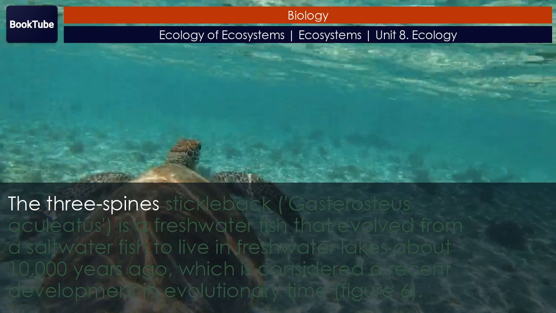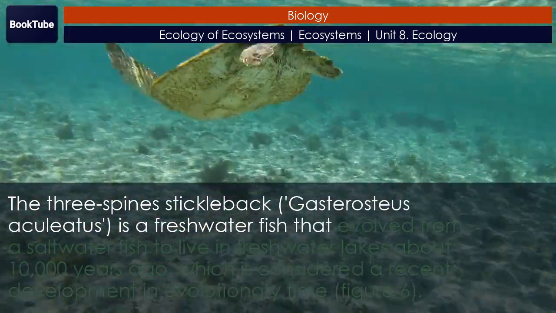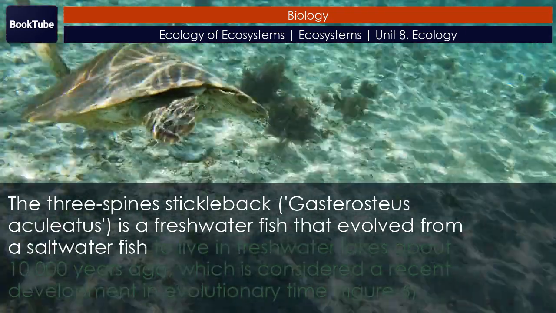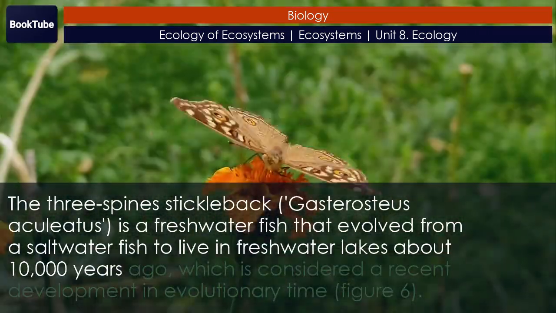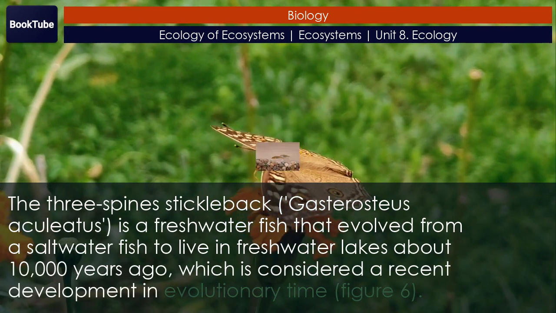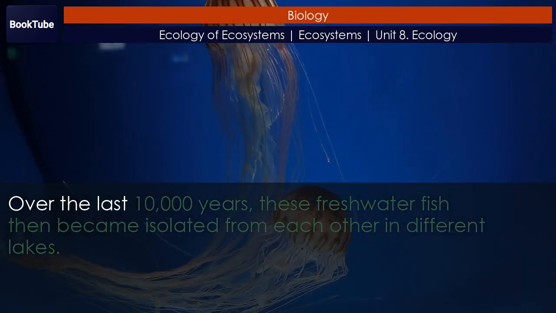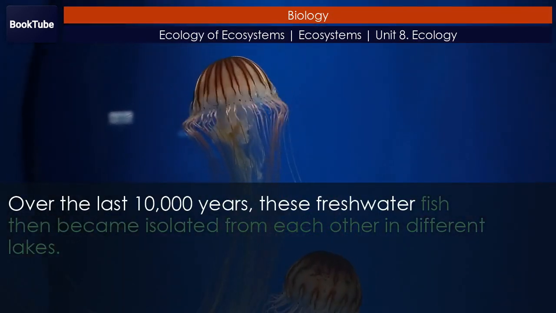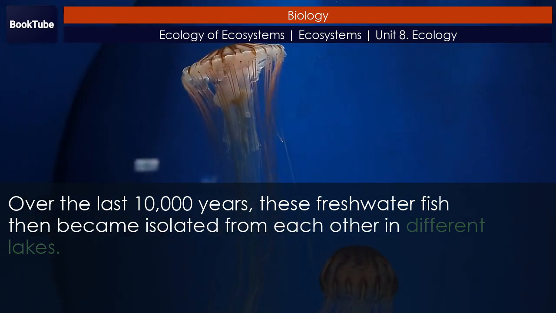The three-spined stickleback, Gasterosteus aculeatus, is a freshwater fish that evolved from a saltwater fish to live in freshwater lakes about 10,000 years ago, which is considered a recent development in evolutionary time. Figure 6. Over the last 10,000 years, these freshwater fish then became isolated from each other in different lakes.